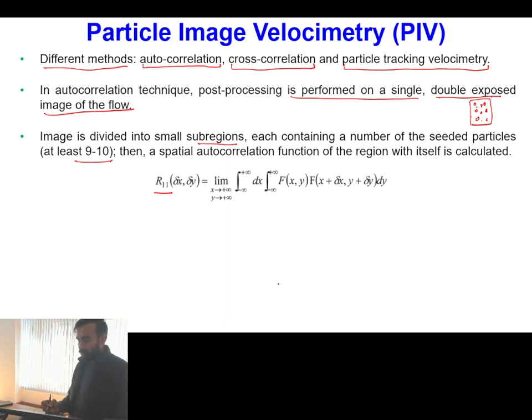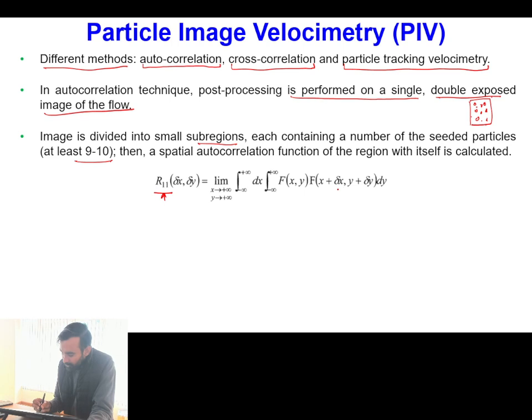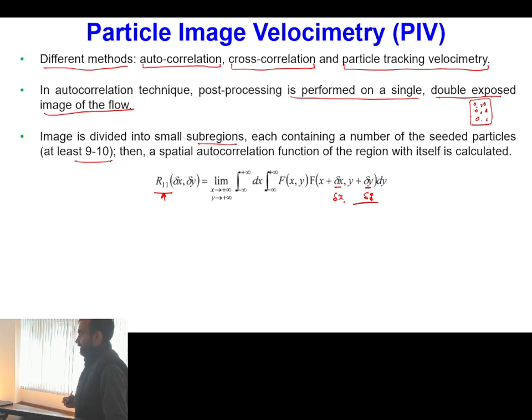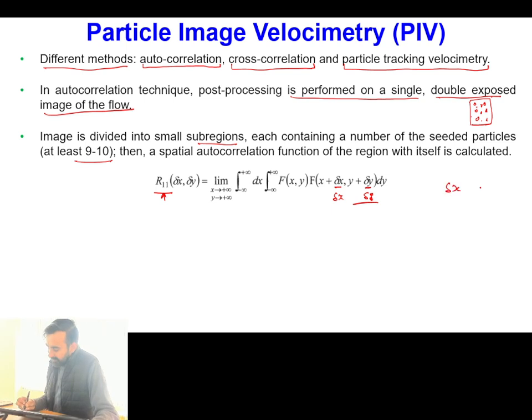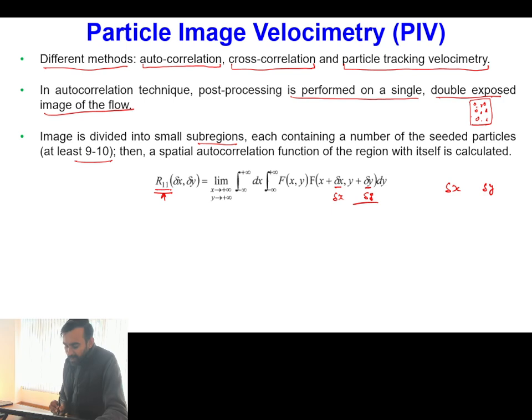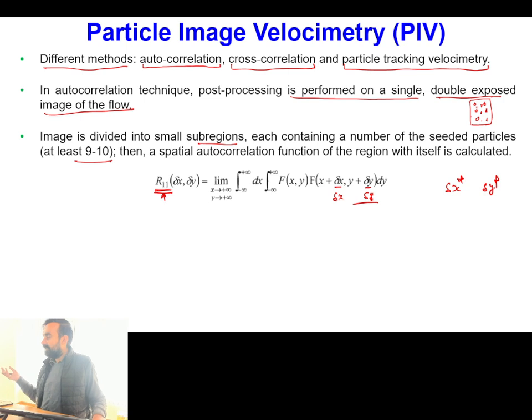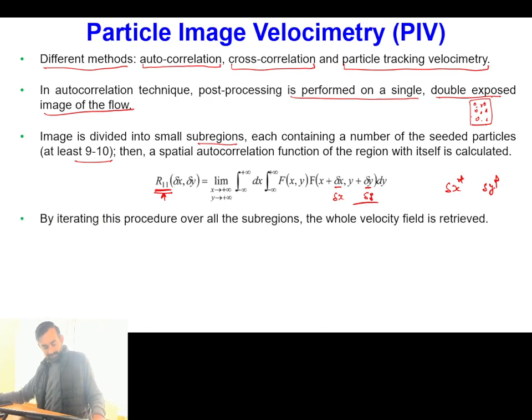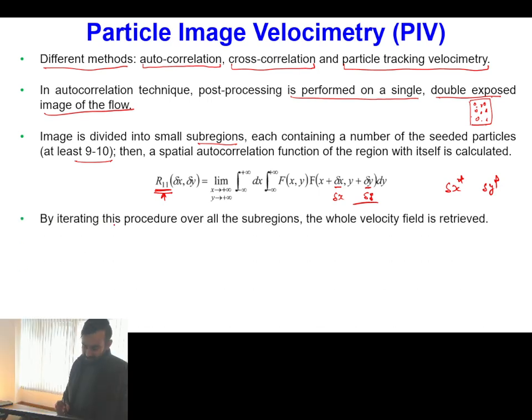This is the formula for autocorrelation and cross correlation. Whenever we calculate this correlation, each and every time we vary delta x and delta y, and the values of delta x and delta y corresponding to the highest value of this correlation we call delta x star and delta y star. That is considered the actual displacement of the subframe. I have already explained that we have to iterate this procedure for all the sub-regions, then only will we be able to retrieve the entire velocity field.